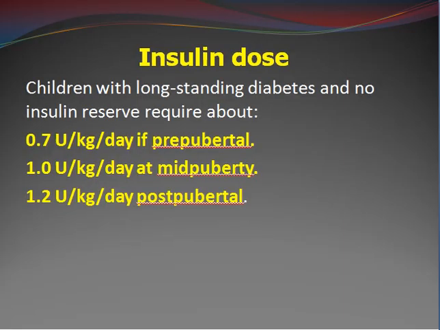Insulin dose. In children with long-standing diabetes and no insulin reserve, about 0.7 unit per kg per day is required. If pre-pubertal, 1 unit per kg per day; at mid-puberty, 1.2 unit per kg per day; post-pubertal, the dose is lower.